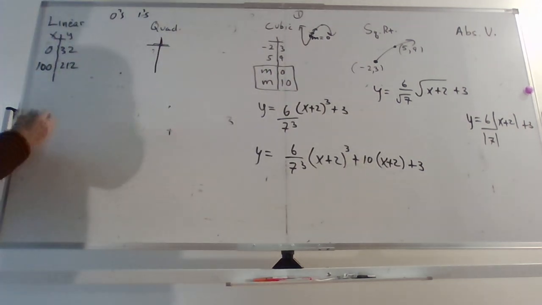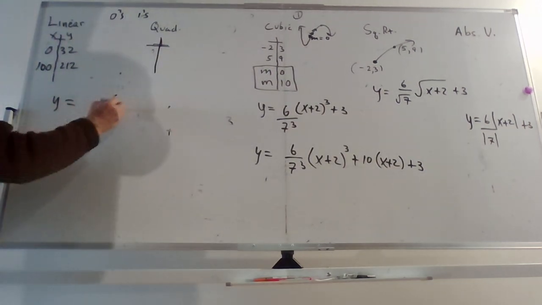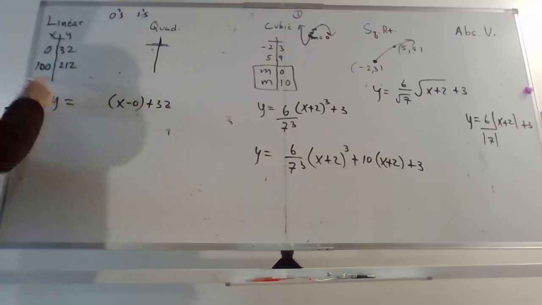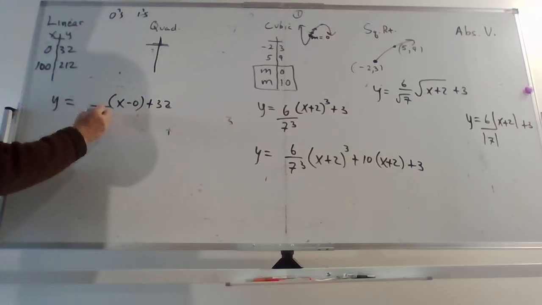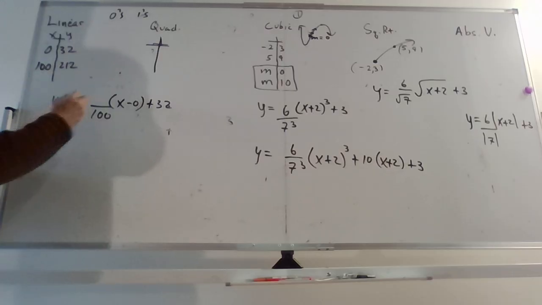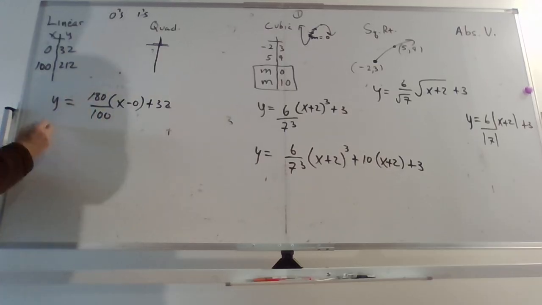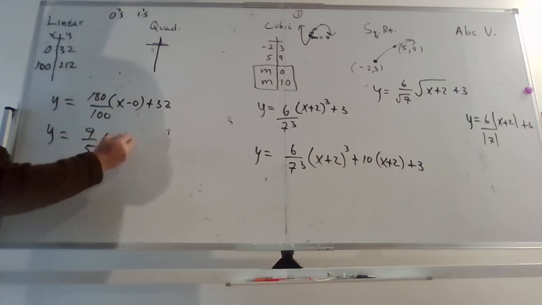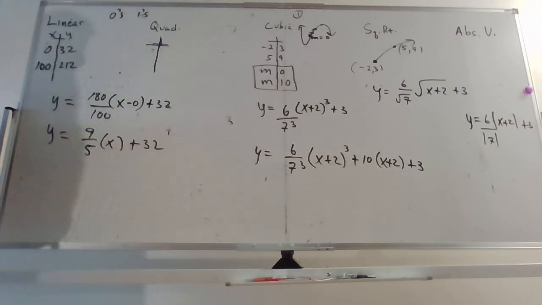Did you write the following? Did you write y equals x minus 0 plus 32? Did you put 100 in? Get rid of the 100, because 32 to 212 is 180. Did you reduce this and get 9 over 5 times x plus 32? And can you now change the lettering?